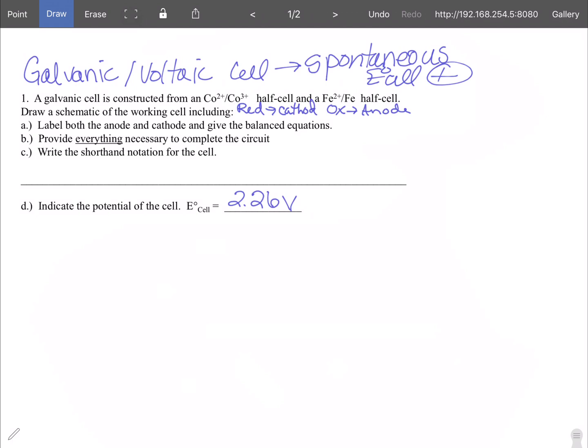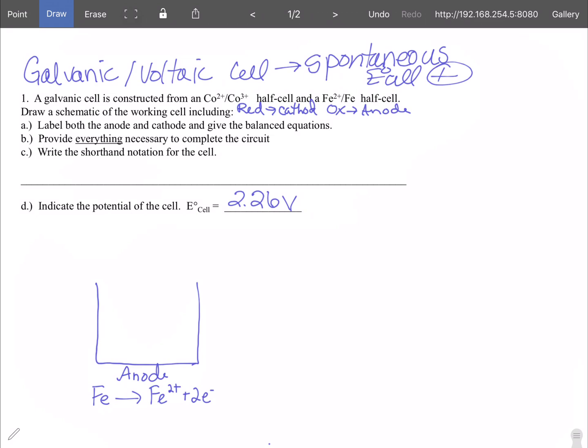Now, when we go to draw the cell, we always start with the anode. So we're going to start here, and we'll just pretend we have a little beaker, and this will be our anode. It asked for the balanced equation, so in our anode, that's where oxidation occurs. So it's going to be iron to iron 2 plus plus 2 electrons. Now, when it says it's balanced, we're just going to balance the half reactions. We don't have to balance the whole reactions.